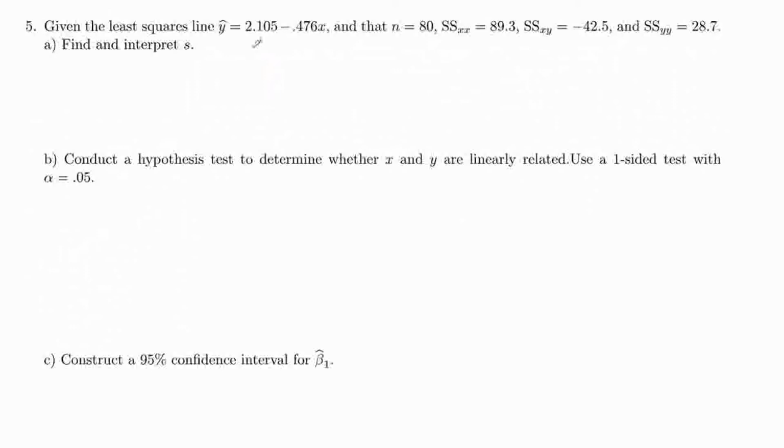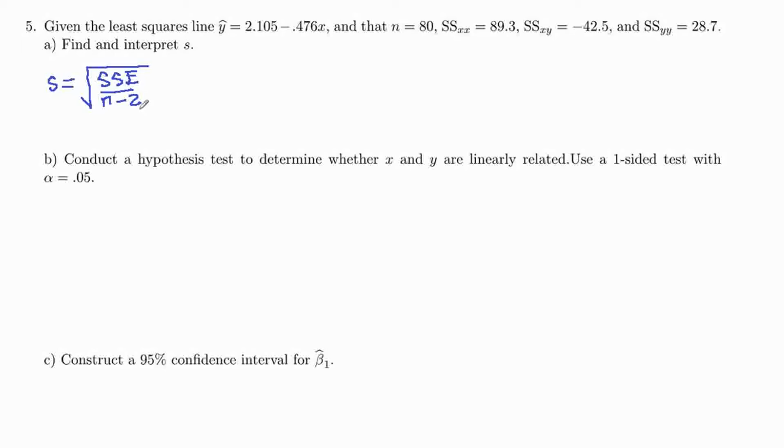Problem number 5, here we're given a least squares line, y-intercept 2.105, slope negative 0.476. We're also given n is 80, sum of squares xx is 89.3, sum of squares xy negative 42.5, sum of squares of yy 28.7. We're going to find s and interpret. So remember here that s is equal to the square root of SSE over n minus 2.